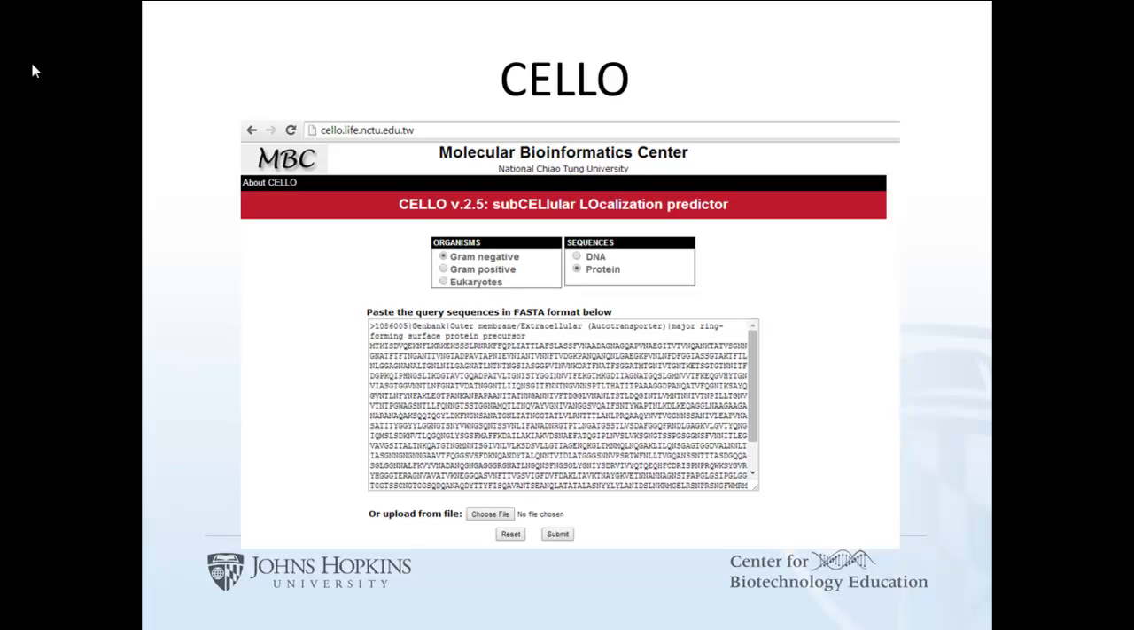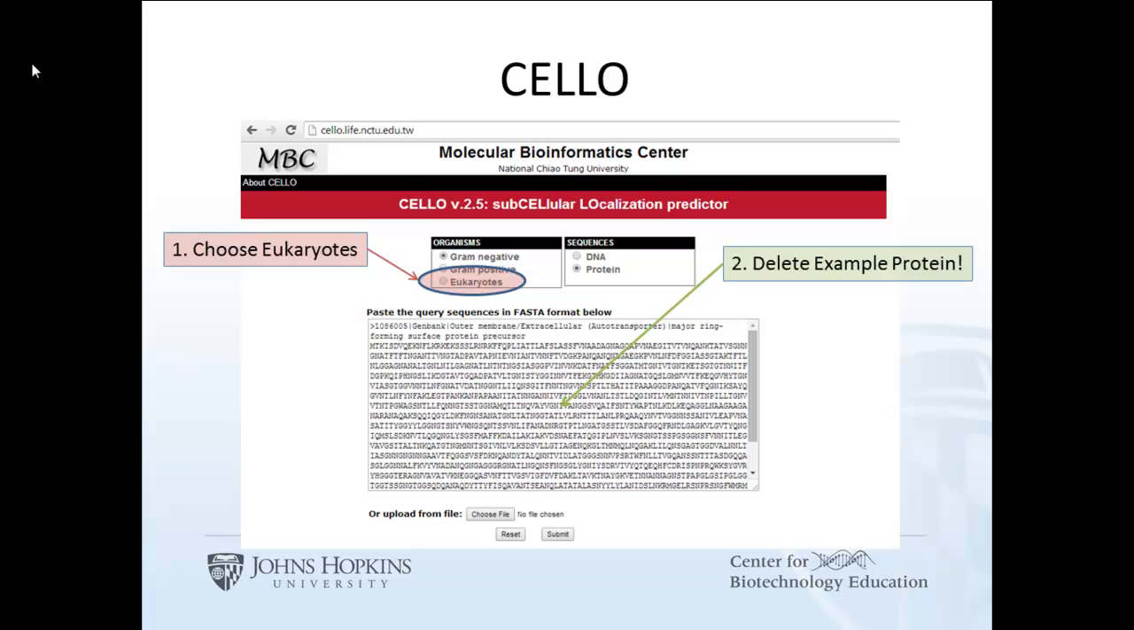There are two important things to do before running this program. First, switch to eukaryotes. The default is set for gram-negative bacteria. Gram-negative bacteria have no organelles. So that prediction is very different, mainly secretory or retained in the cell. Then note that there is a protein sequence already there. That's an example sequence that is there by default so that users can see how it works. Be sure to delete that sequence before you enter your sequence.